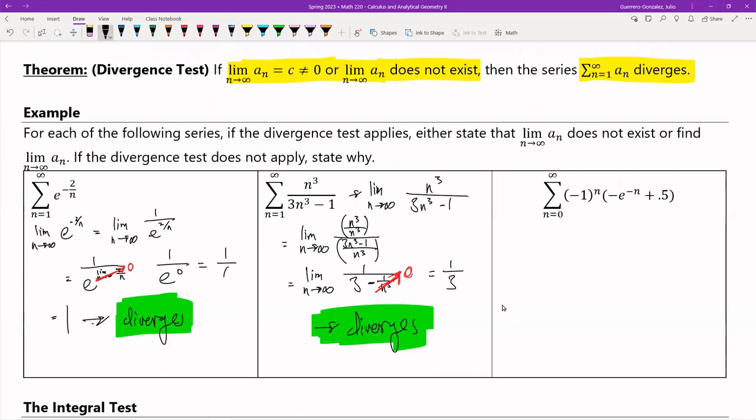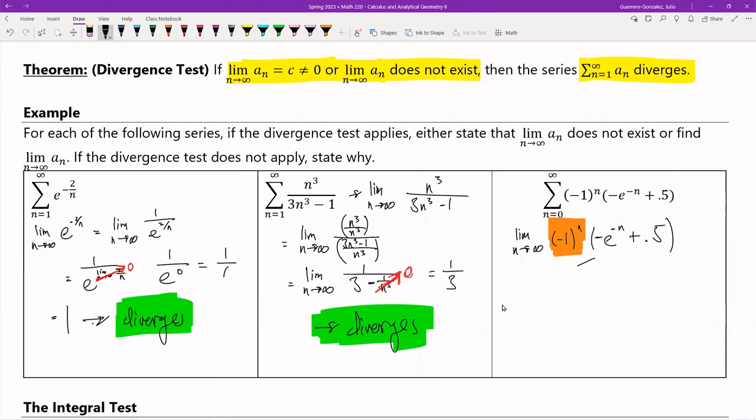Again, I have to do the same thing: the limit as n goes to infinity of negative 1 to the n times e to the negative n, plus 0.5. Hopefully you guys remember this; hopefully this sort of ticked you off. This thing right there is making it an alternating series. It's going to make it bounce back and forth, back and forth, right?